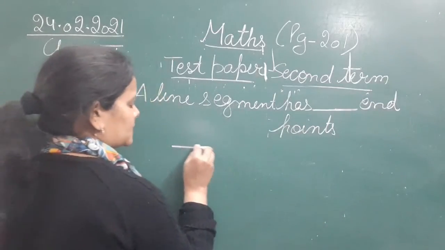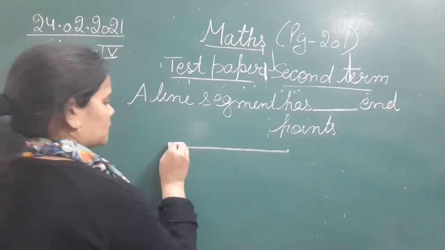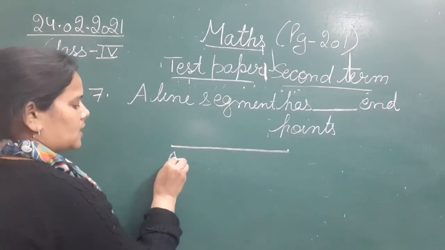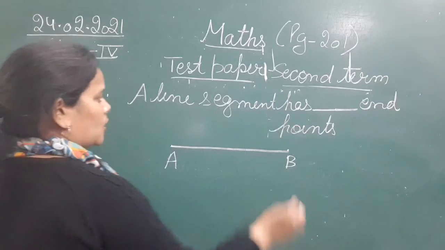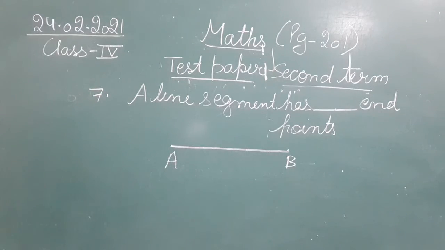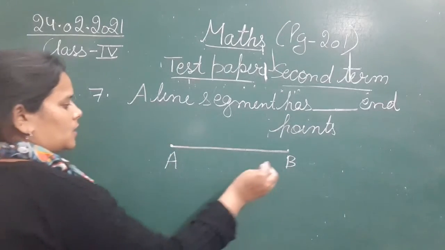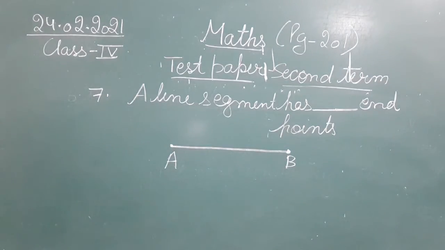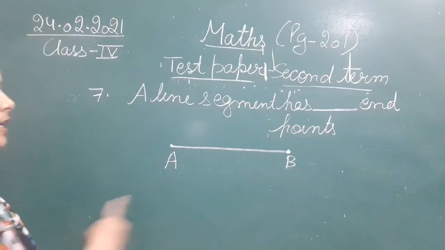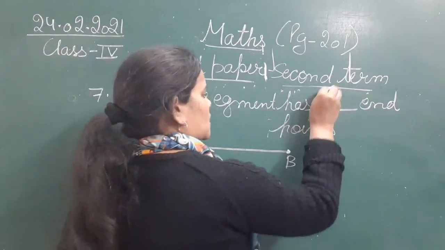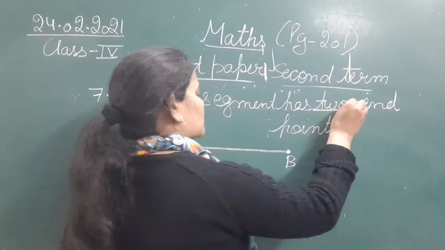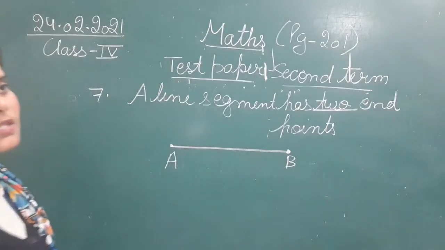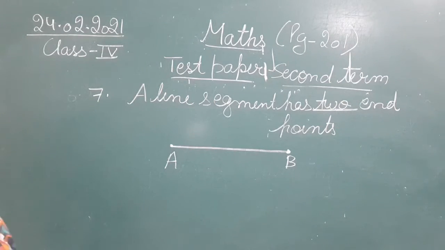Okay, so this is the line segment. I named it as A and this is B. So how many end points does it have? इसके कितने end points हैं? Okay, तो देखिए here it is first and here it is second. So that means a line segment has only two end points. Clear?